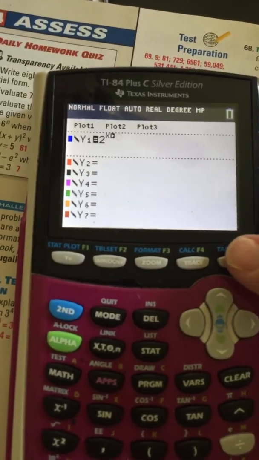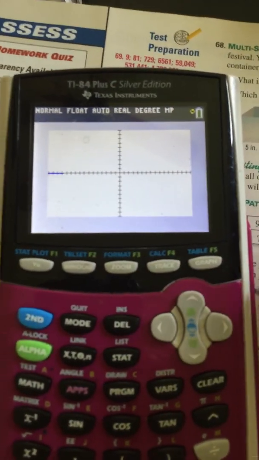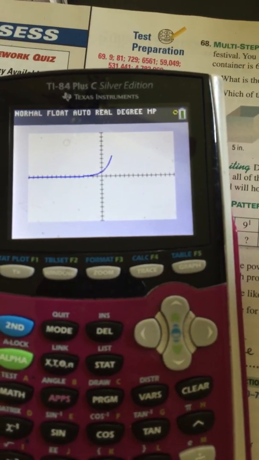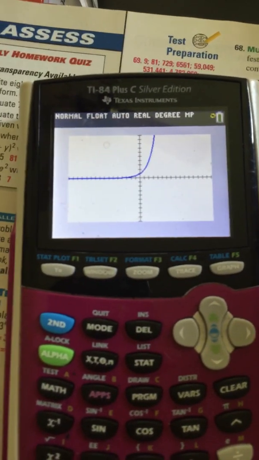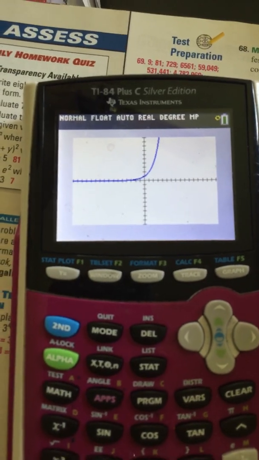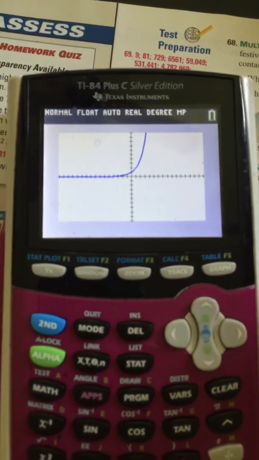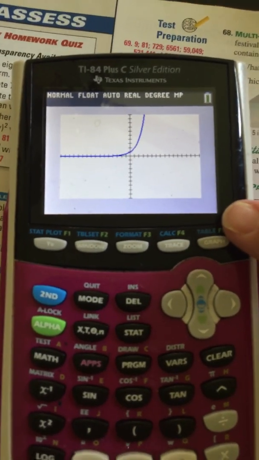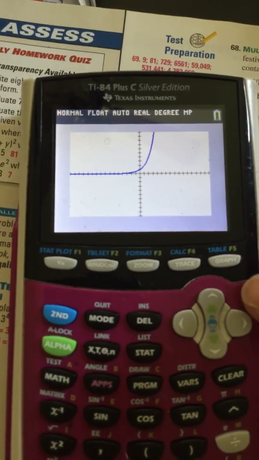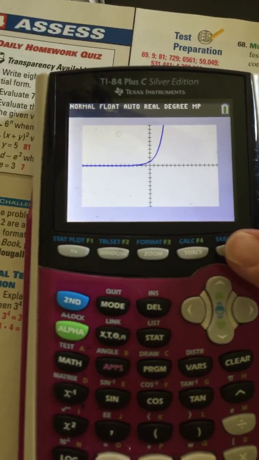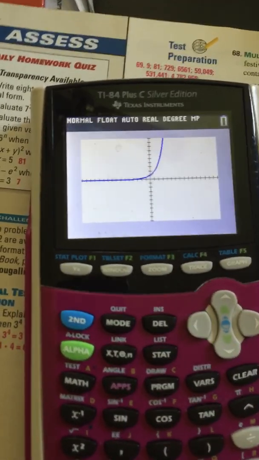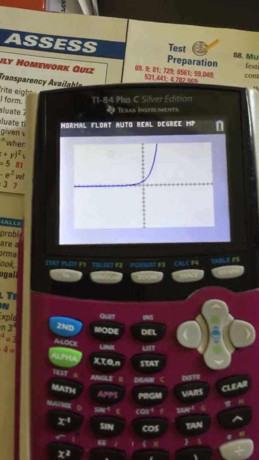And notice if I hit graph instead of table, it will graph it for us. Give it a second. Whee! There it goes. That's what the graph of that looked like. So graph and table. Table will tell you your points to plot, and I'm going to show you a different way to get points to plot. And graph will graph it for you. All right, so come back next week and we'll do some more of these.